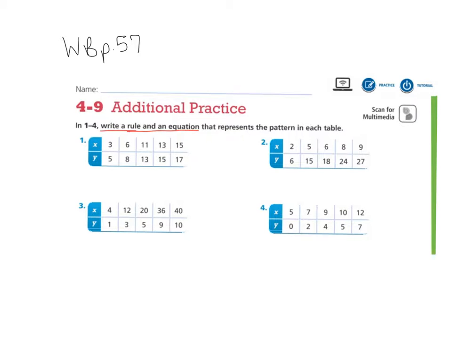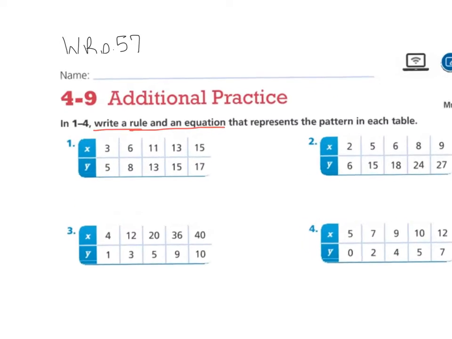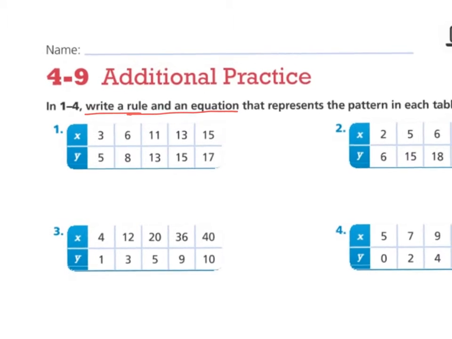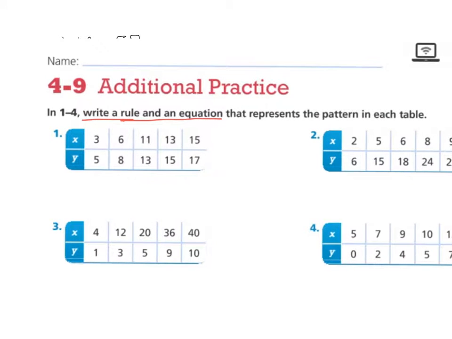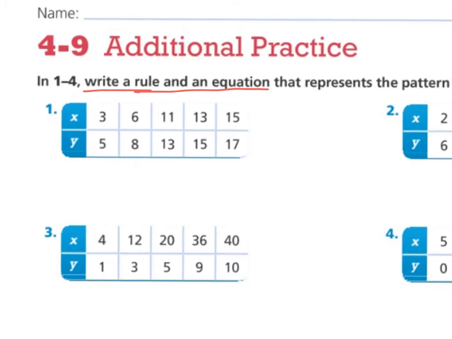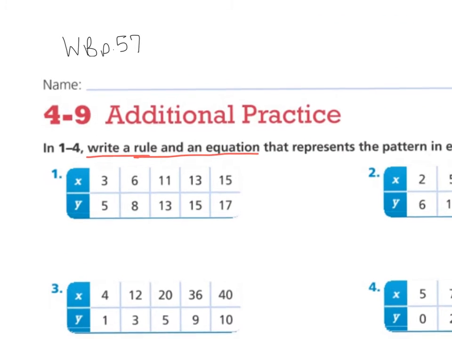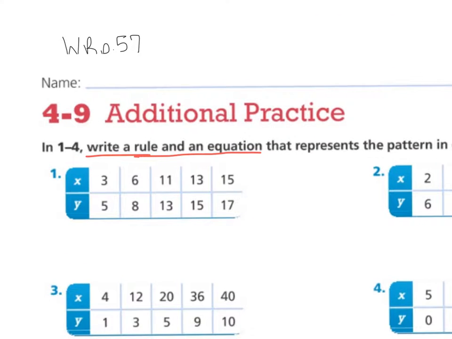Workbook page 57, the first part there, asks us to write a rule and an equation that represents the pattern in each table. So we're going to look for a pattern here. Again, trying to find a pattern going from our x to our y. So going from 3 to 5, 6 to 8, and so on.